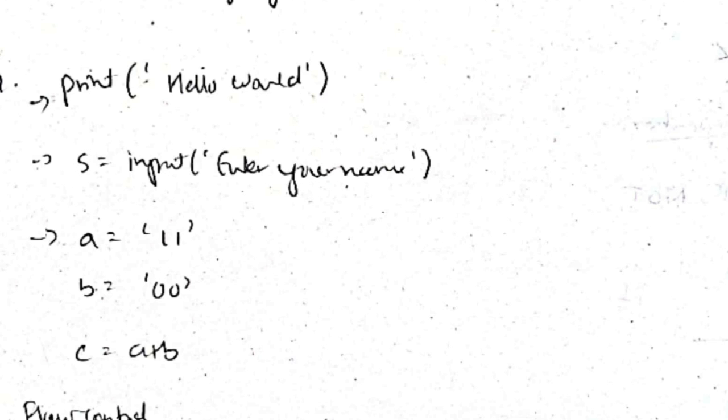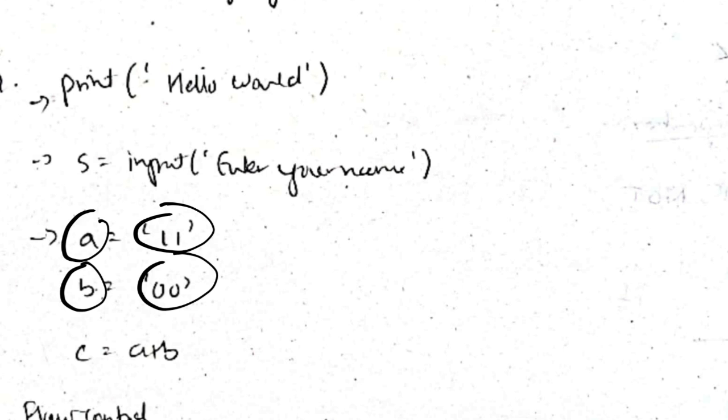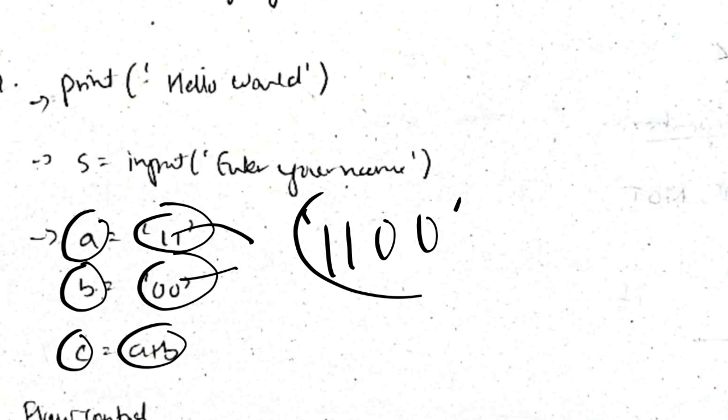And string replication: suppose that I have a string A which consists of 1 1 and B consists of 0 0. To replicate it, I will be creating a new variable C, and I will be writing A plus B. So 1 1 and 0 0 will become 1 1 0 0. This will be stored in C.